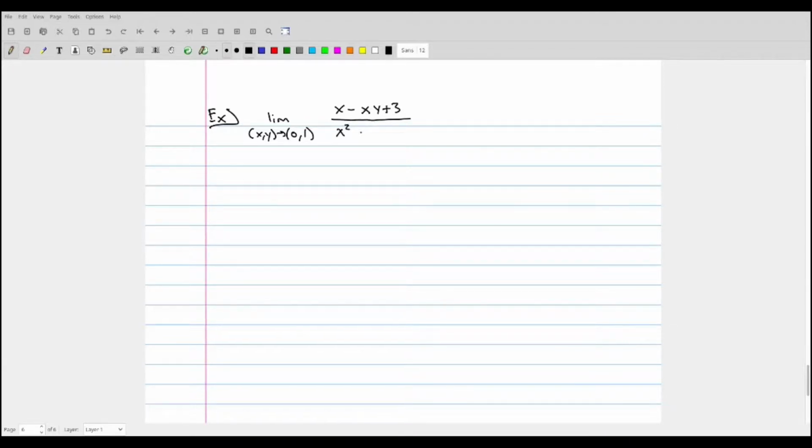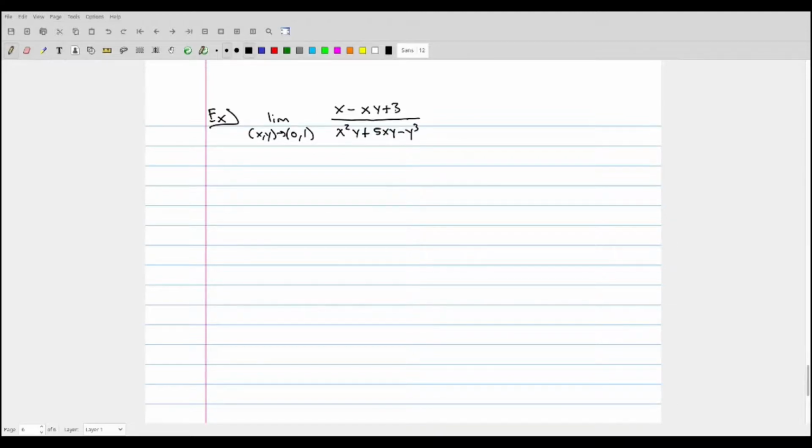over x squared times y plus 5xy minus y cubed.